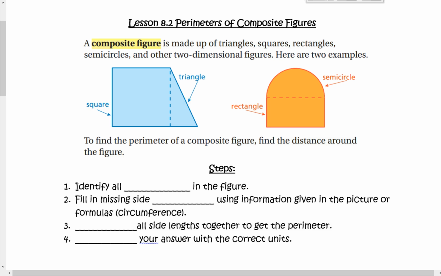So for example, we have two here. This one's made up of a square and a triangle. That would be a composite figure. And this one, which we can somewhat recognize from our warm-up on Thursday, is a semicircle and a rectangle. Okay.